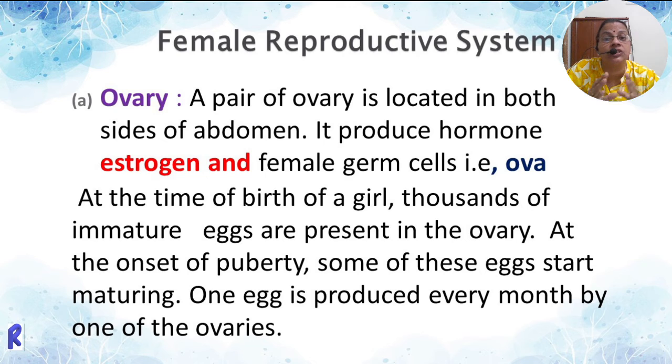And when she enters puberty, these immature ova will get a chance to absorb many hormones from the pituitary. And as a result, every month, one or two ova will mature as the functional gamete. At a particular point in her life history, that is in the middle period of her menstrual cycle, approximately the 14th day of the reproductive cycle, the ovary will discharge the ova.